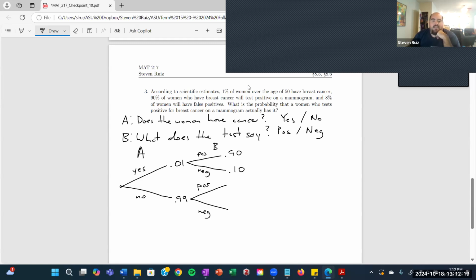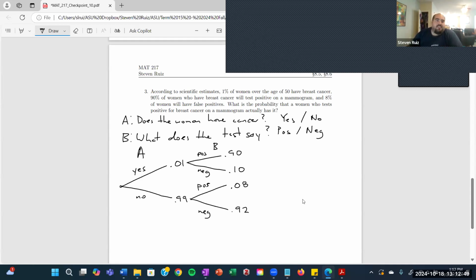So let's now say the woman does not have cancer. It's not impossible she'll test positive. That happens. So that's what this 8% is. 8% of women will have false positives. So if a woman does not have breast cancer, there is an 8% chance she will test positive anyway, which means there's a 92% chance that she will test negative. Okay, so this is my full tree diagram.